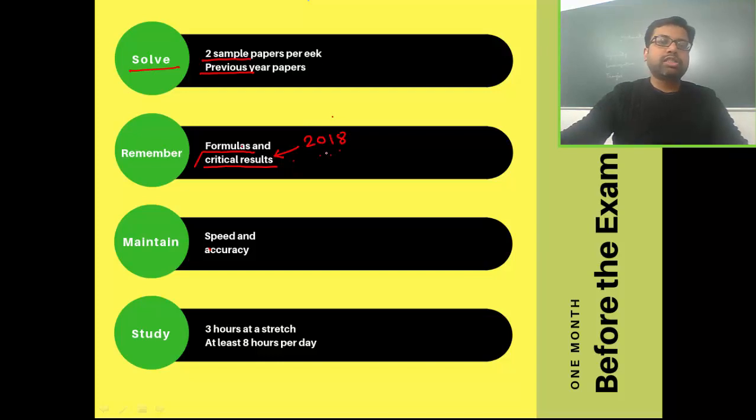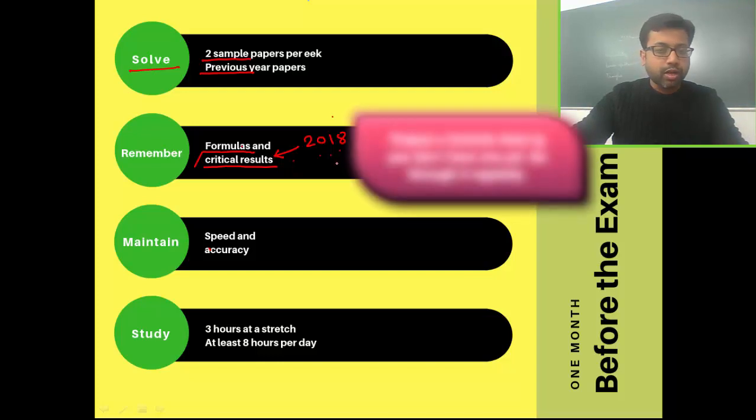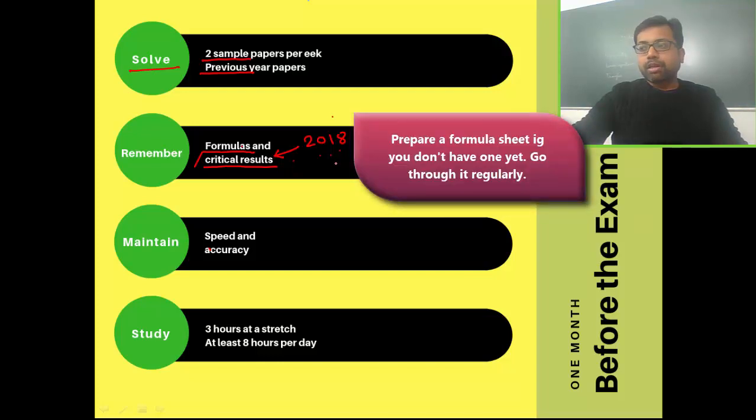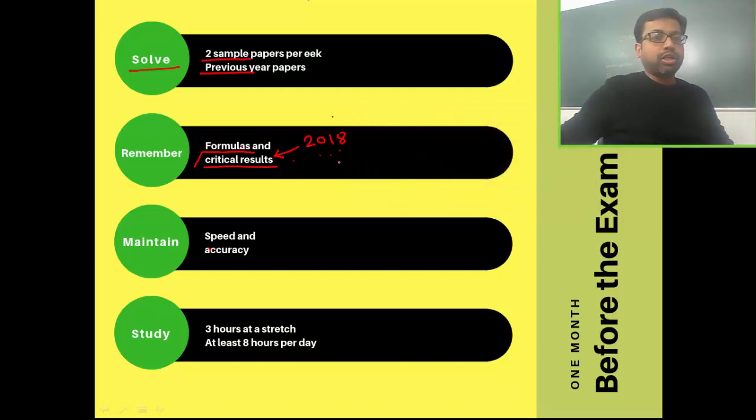So probably this year they will not ask you the direct proof for Pythagoras theorem, but they might ask you applications related to Pythagoras theorem. So basic proportionality theorem, areas of similar triangles, application of Pythagoras theorem, all these things are critical and important results or important concepts that you must study and you must be thorough with.